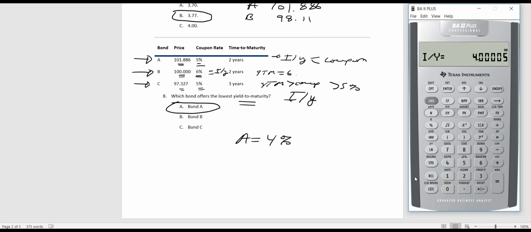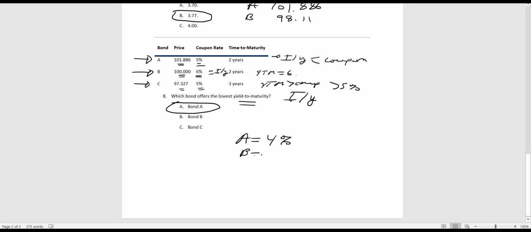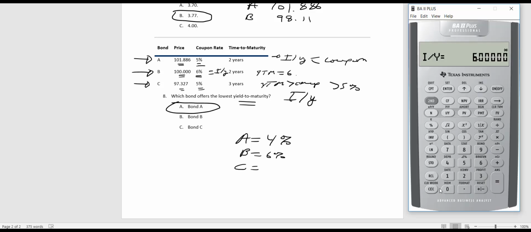Again, just to prove it to you on the second one, here we've got 2 years, so 2N, and we have a present value of 100. That's our price. Make that negative. And we have a $6 payment, 100 future value, and we're going to compute the IY. It's going to be 6. So B equals 6%. Yes, we said that because we know the rule: when the price is at par, the coupon rate is going to equal the yield to maturity.